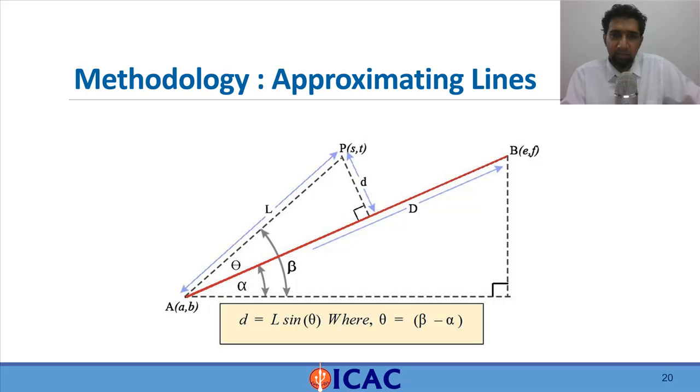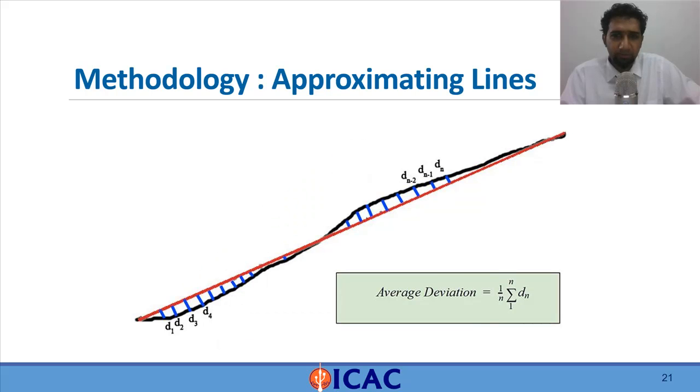Calculating the deviation is really simple. If this is the line, you know all 3 points. So finding this deviation is really simple. It's a simple 2D geometric problem. So once you find it, all the deviations from each and every pixel, you can average them.